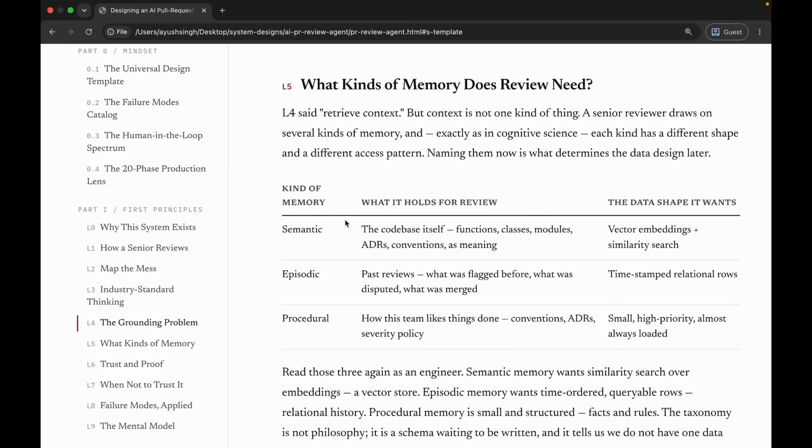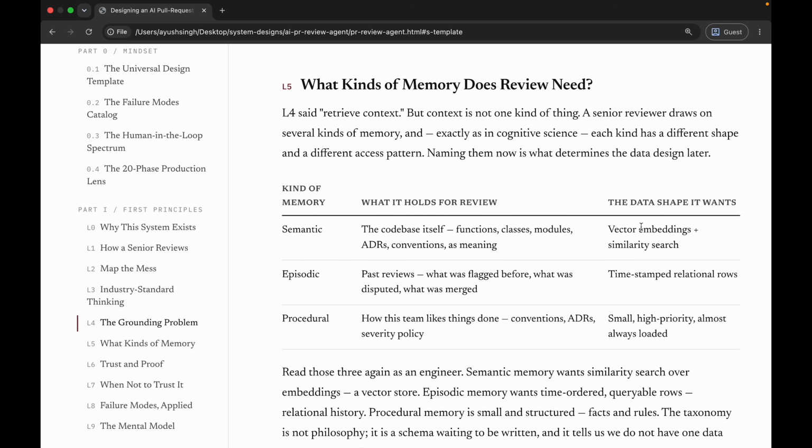For the semantic memory, for the code base, we want vector embeddings and similarity search. Whenever new code comes in, we can compare its vector embeddings with our code base embeddings and pull out the best ones. For episodic, we want timestamped relational rows. We'll talk about memory again in detail when we do the data engineering flow, because data engineering is going to be a very important part, the next part after the first principles. With timestamped rows, in 2021 we could have done this, but in 2022 we would have done that, so you can look at what has happened and what was flagged after a certain point in time, so it can know about the episodic memories.